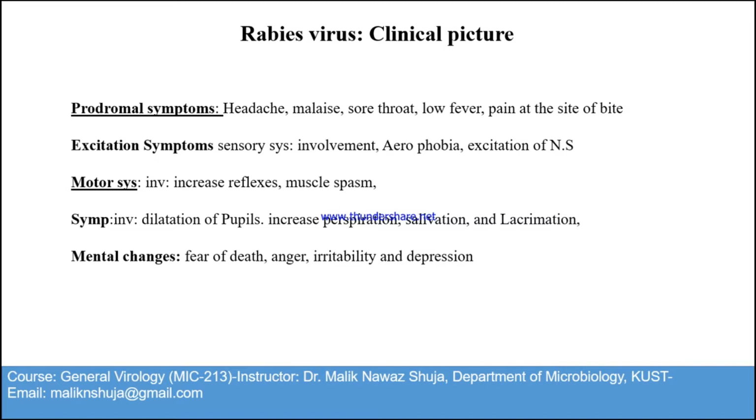dilatation of pupils, increased perspiration, salivation, because the animal shows its specific symptoms when we want to identify the normal dog and a rabid dog. So the infected dog's mouth is usually open and the saliva is continuously coming out, which basically shows its signs and symptoms. And finally, it shows fear of death, anger, irritability, and depression.